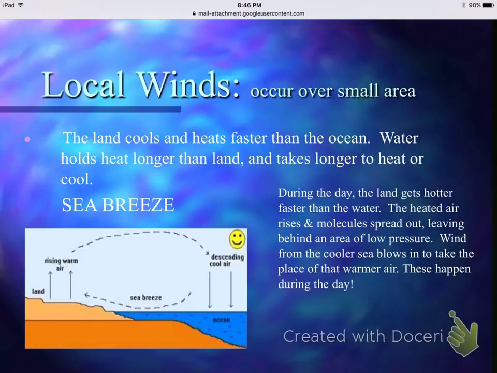So local winds are going to be our winds that occur over small areas or local areas. How this works is it's called a sea breeze. And the main thing you need to remember is that the land cools and heats faster than the ocean. So the land can cool off quicker than water can, and the land can heat up quicker than water can. Now, it takes water a really long time to get warm and to get that heat, but the cool thing about it is once the water actually gets heated, it's going to hold on to that heat a lot longer than land does.